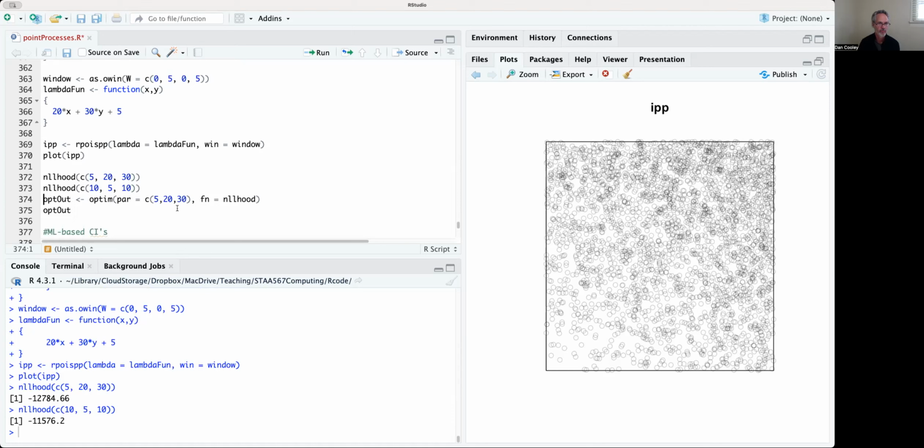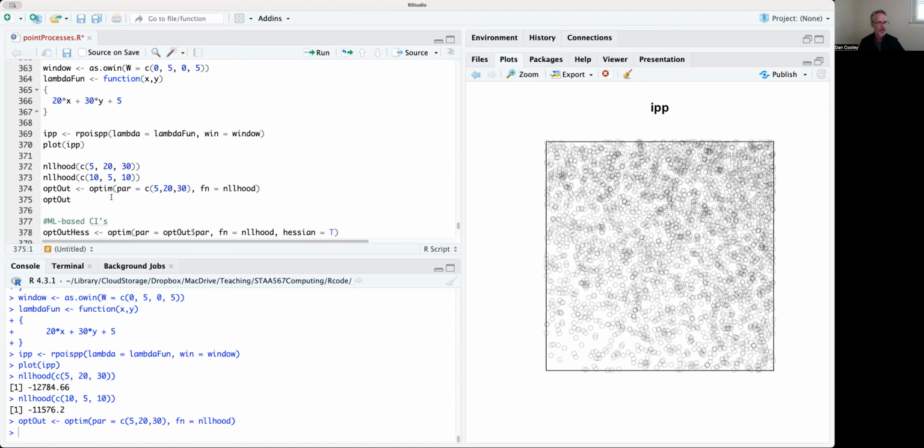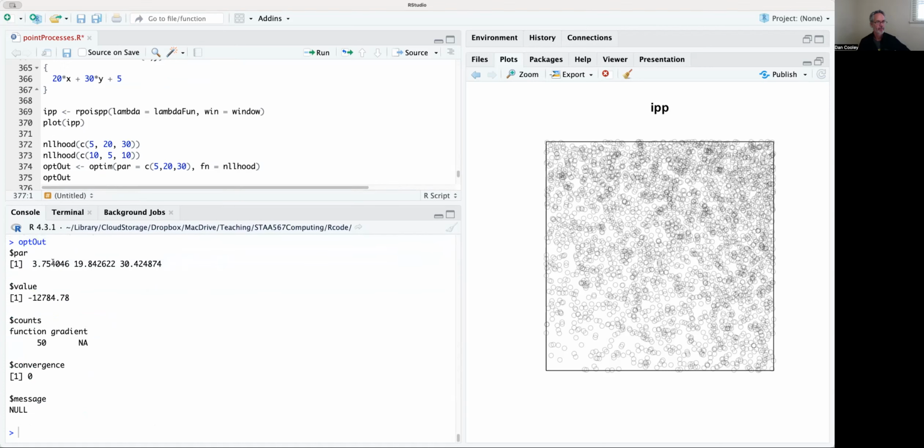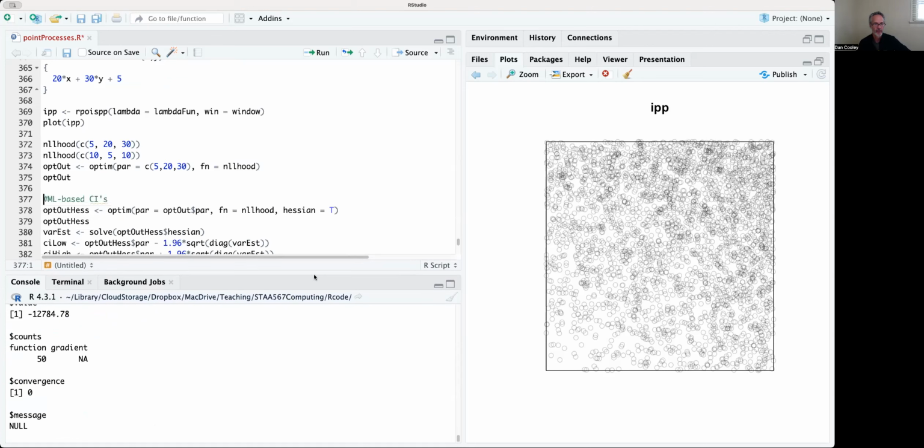I'm going to make it easy on myself. My starting values correspond to the true values. But of course, the estimates are going to deviate from that. The estimate for beta naught is 3.75. The estimate for beta 1 is 19. The estimate for beta 2 is 30.4. And so we can see that these are relatively close to the true values.